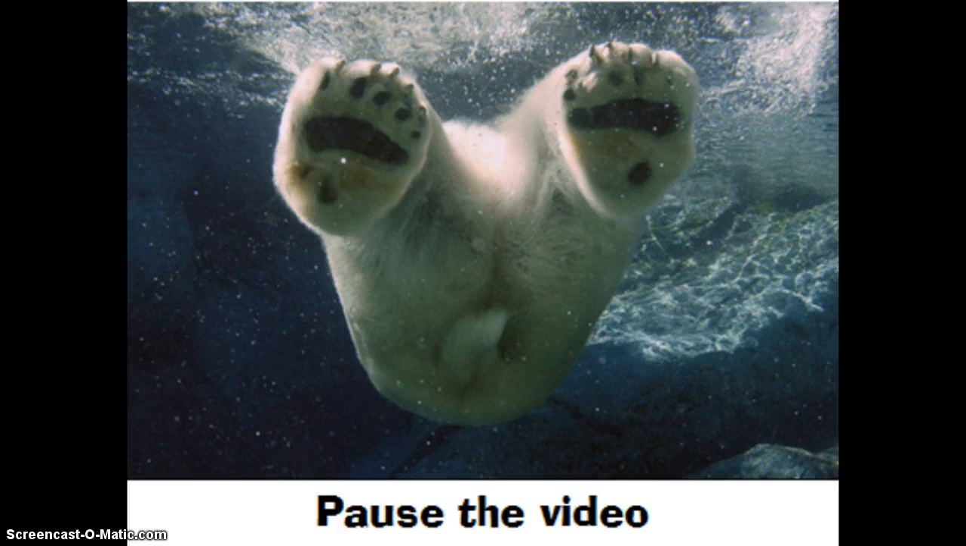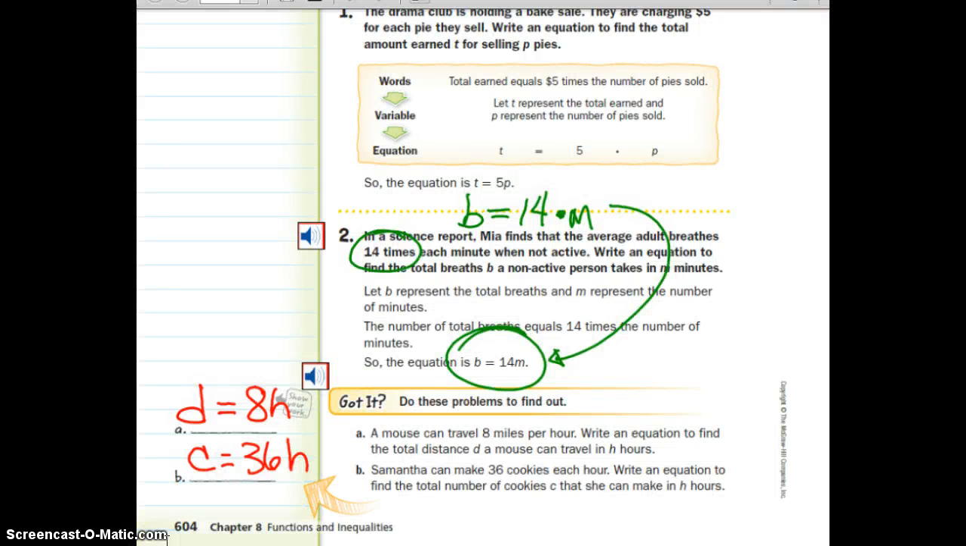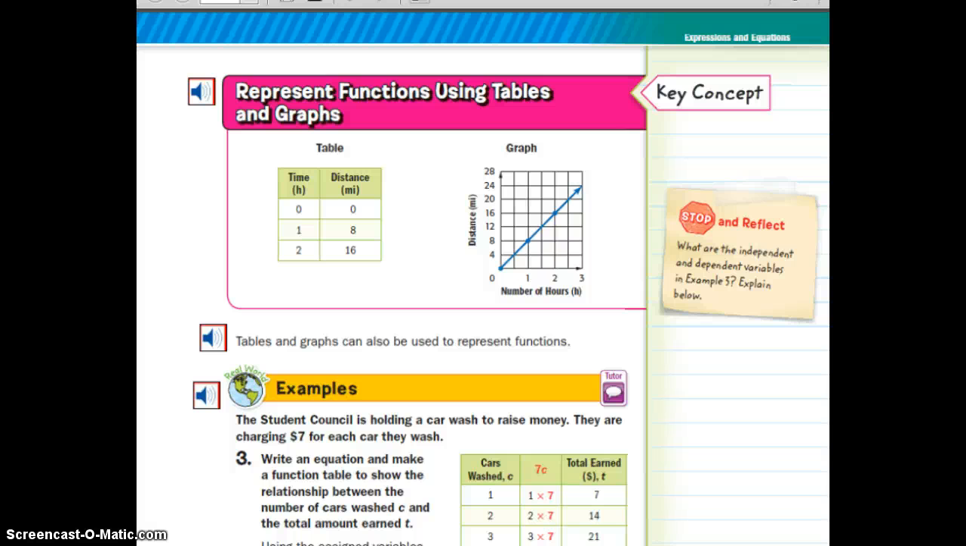Okay, that was funny. Okay, so for number 1, the mouse travels at 8 miles per hour. What is the distance? So it's D equals 8h, and the next one is 36 cookies. She makes 36 cookies per hour. So how many cookies? So that's cookies equals 36 times h, or 36h. Turn the page. Okay, so we're going to represent functions using tables and graphs.